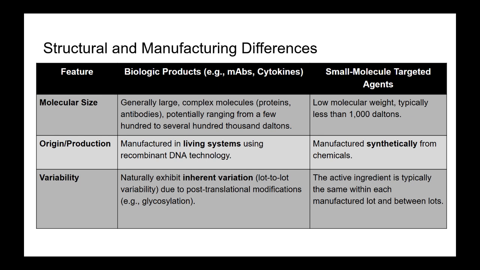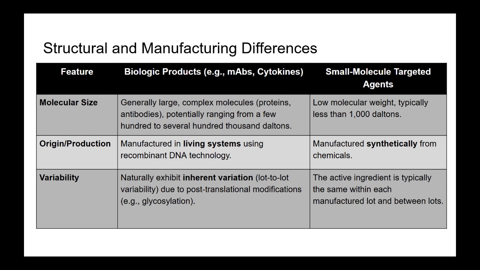These products are manufactured in living systems using recombinant DNA technology and naturally exhibit inherent variability between production lots due to processes such as post-translational modifications that occur in living cells. In contrast, small molecule targeted agents have a low molecular weight, typically less than 1,000 Daltons. They are manufactured synthetically from chemicals, ensuring that their active ingredients are consistent within and across different production lots.